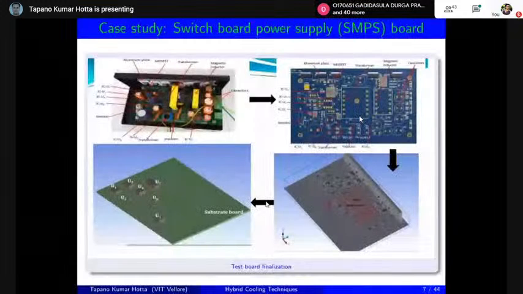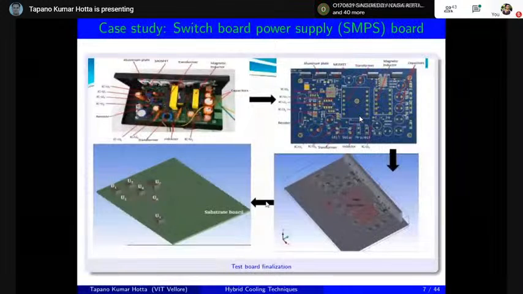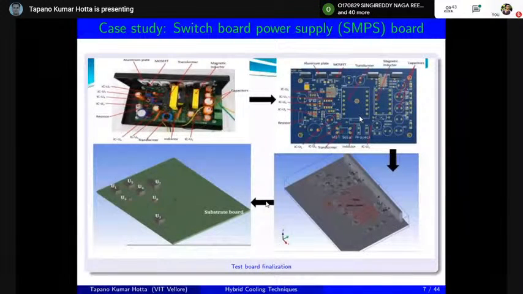Okay. Now, as I told you, I am looking at a case study. Looking at this case study, our entire discussion will follow. The case study I have considered here is a switch mode power supply board, the SMPS board. I think many of you must have heard about this SMPS board. The main function of an SMPS board is that it converts the input to an output energy.